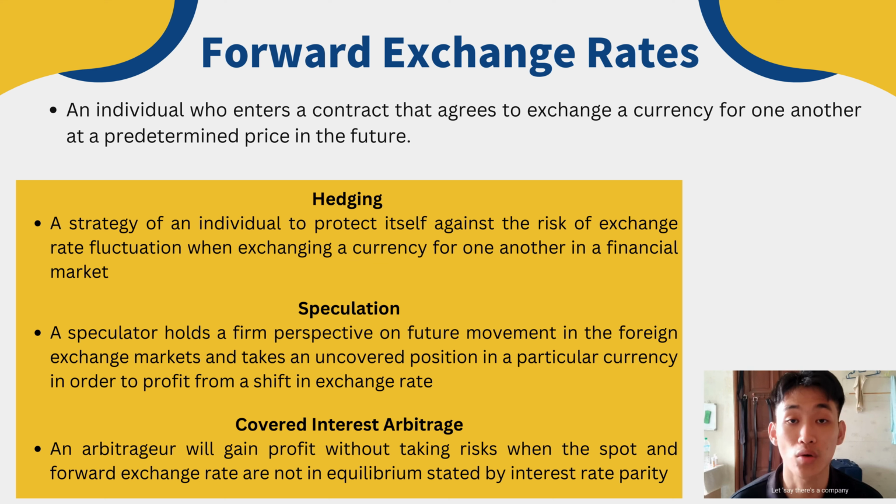Let's say there's a company in Malaysia that wants to import items from the US and it expects that the price of the US dollar will appreciate against the ringgit Malaysia in the future. Then company A will enter a forward contract to lock in an exchange rate of 4 ringgit per US dollar. So when the exchange rate appreciates to 4.1 ringgit, it can gain a profit of 0.1 ringgit Malaysia in the forward contract.